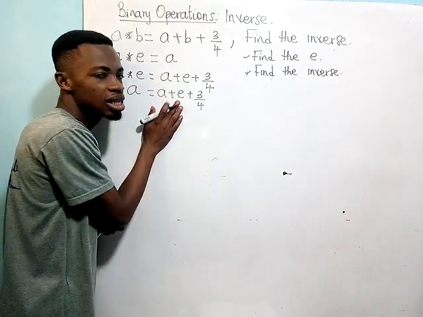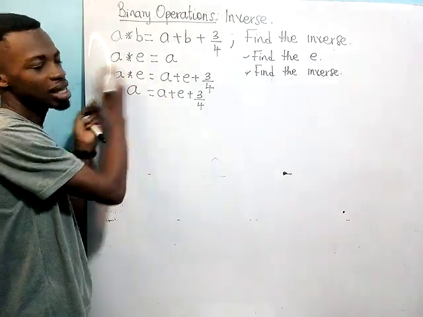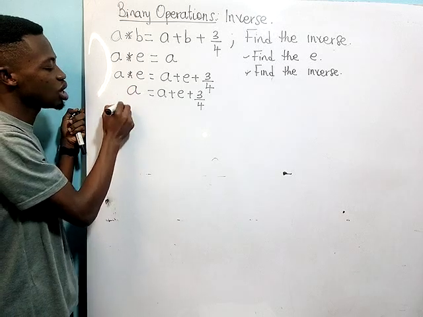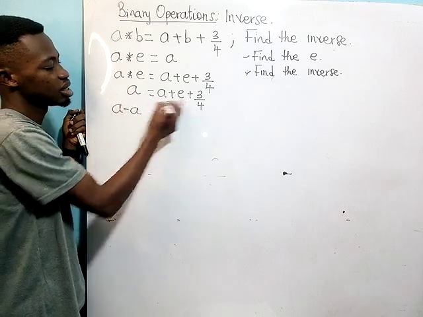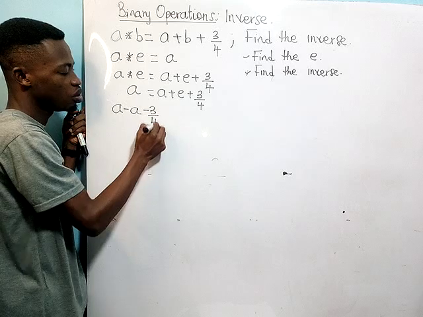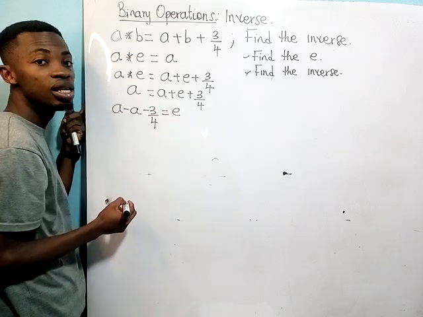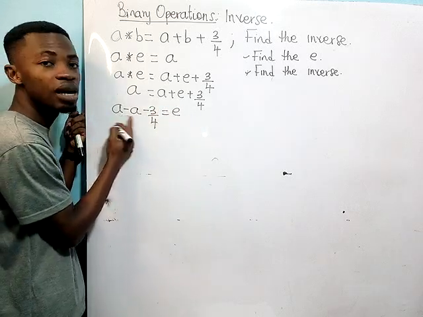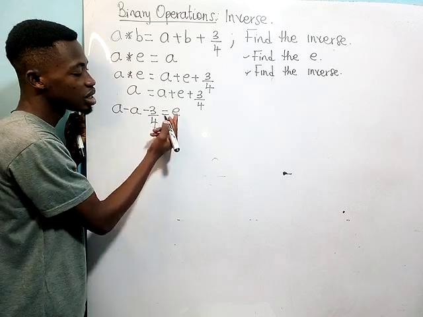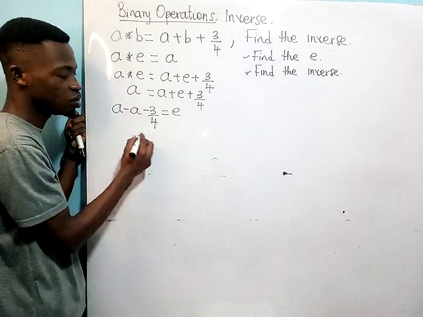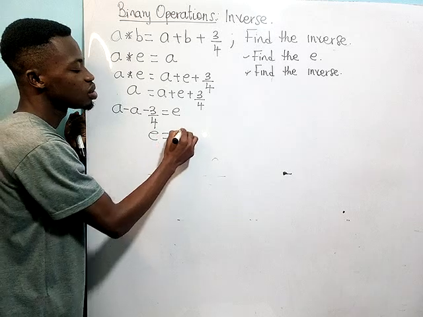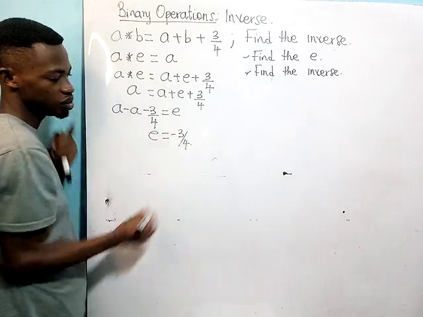Since we want the identity element, let's move the other terms to the side. We are going to have A minus 3 on 4 is equal to E. Now A minus A is 0, which means our E will be negative 3 on 4. So E is equal to negative 3 on 4.